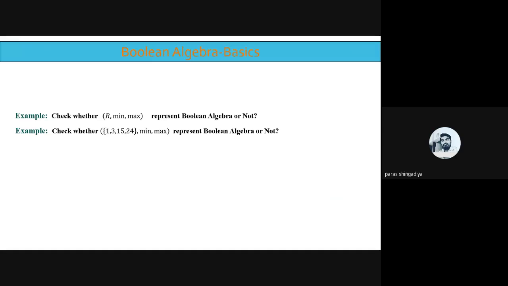And now the remaining two examples of this topic are R with minimum maximum, and {1, 3, 15, 24} with minimum maximum: is it a Boolean algebra or not? Clear? Because up to this topic we just considered GCD LCM and the intersection union relation. Okay. Now the third relation for this example is minimum maximum. So we can also check whether this given set with the relation minimum maximum is a Boolean algebra or not.